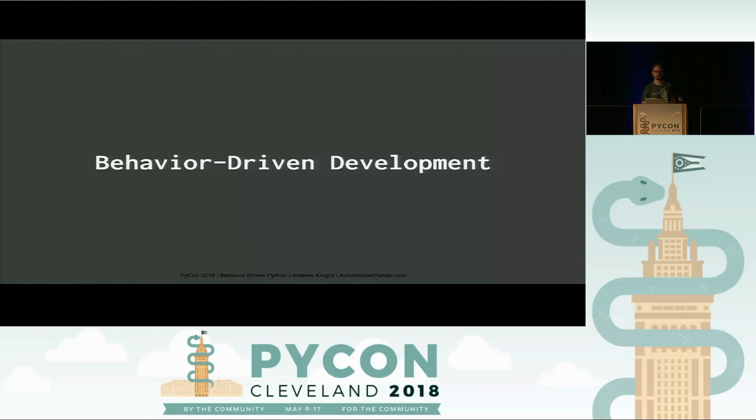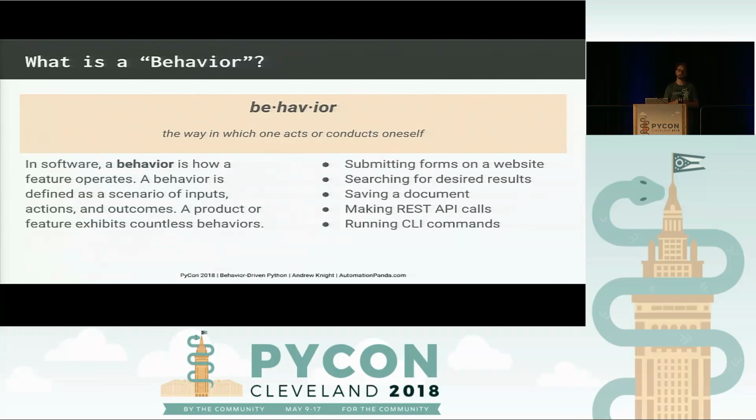Let's give an introduction to what behavior-driven development is. And by starting with that, we need to look at what a behavior is. The dictionary defines a behavior as the way in which one acts or conducts oneself. In software, a behavior is how a feature operates. A good way to think about it is like a feature function. Behavior has three parts. It has a defined set of inputs, a defined set of actions, and a defined set of outcomes, the holy trifecta.